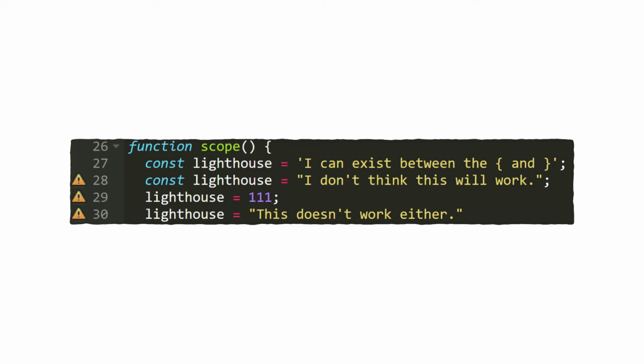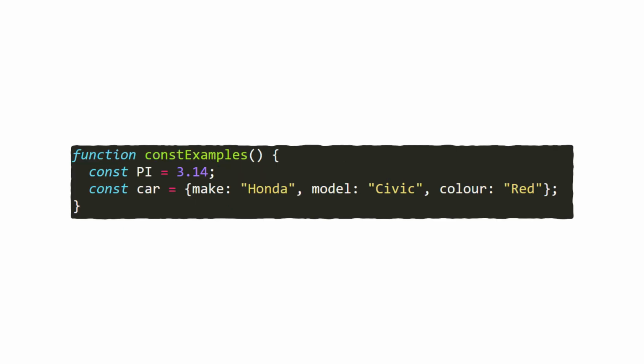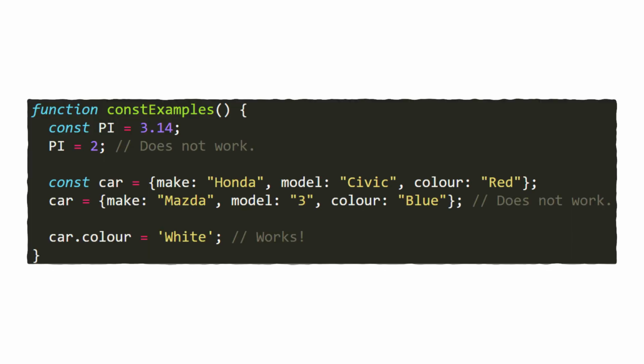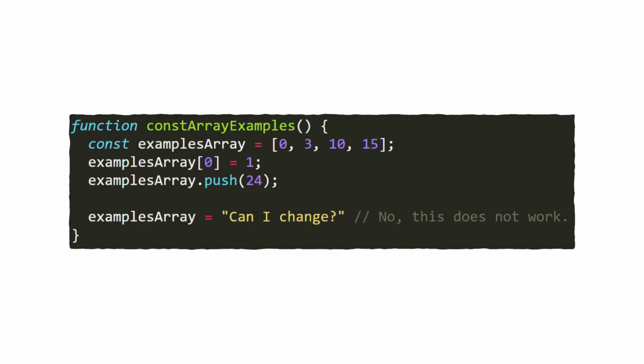However, const variables cannot be redefined, or rather, they define a constant reference to a value. Examples include assigning a constant value to pi, or assigning a constant variable to a car object. While we're unable to change pi or change the car object, we can make changes to the car property. Taking a const array, we can change elements, add elements, but we cannot change this variable from an array to a string.